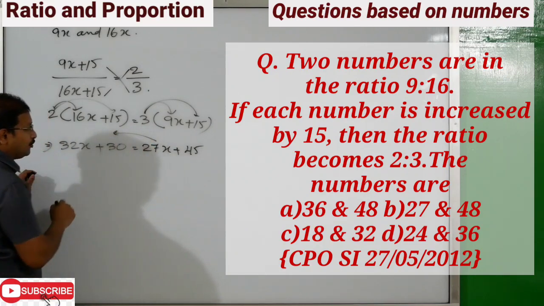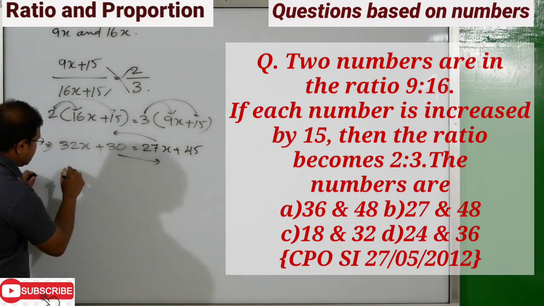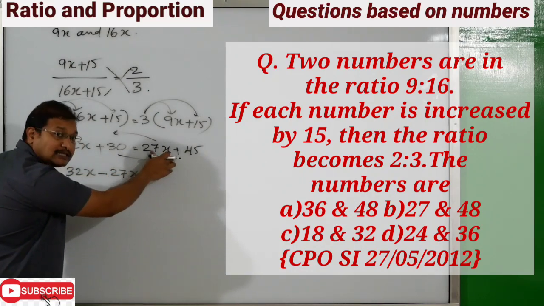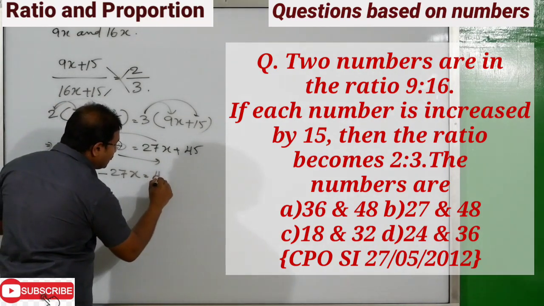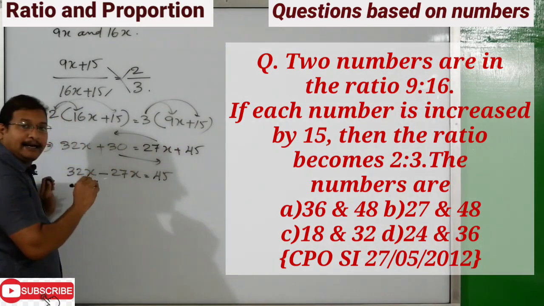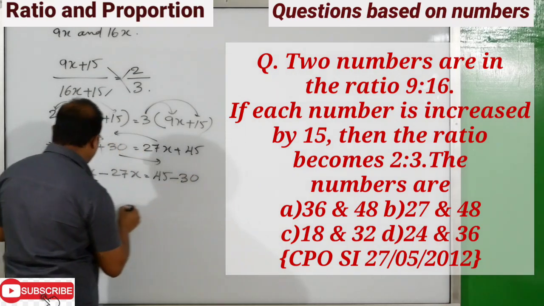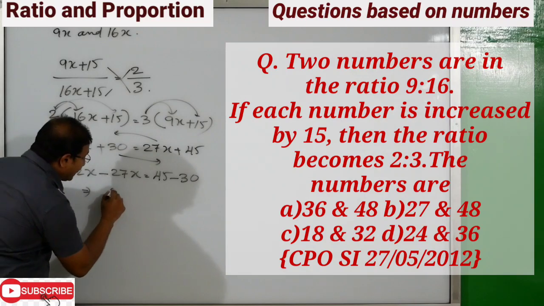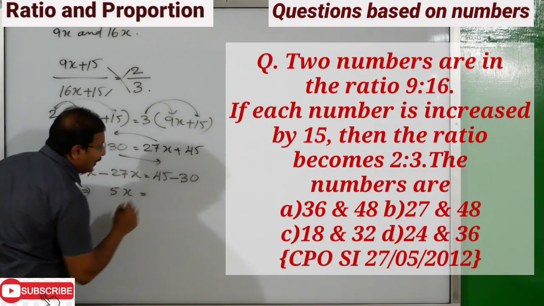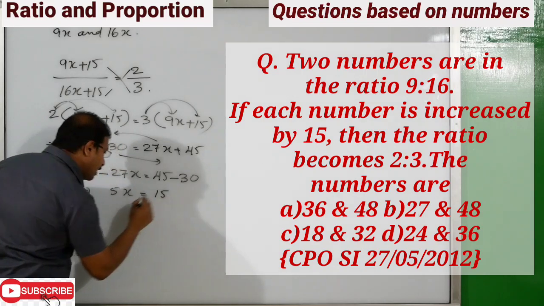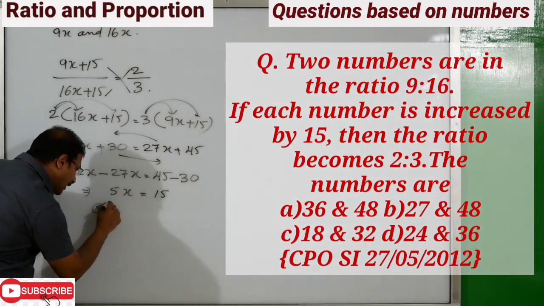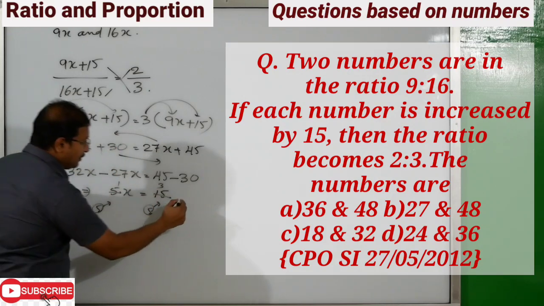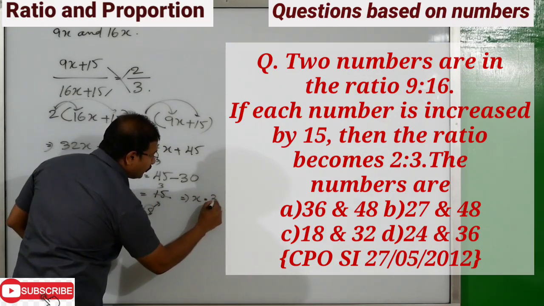Now 27x will carry to left, 30 will carry to right. That means 32x minus 27x, because 27x is plus, comes next side minus, equals 45, is already here, plus 30 goes next side, minus 30. Now this implies 32x minus 27x, that is 5x, equals 45 minus 30, that is 15. Now both sides we can cancel by 5. 5 ones are 5, 5 threes are 15. That implies x equals 3.